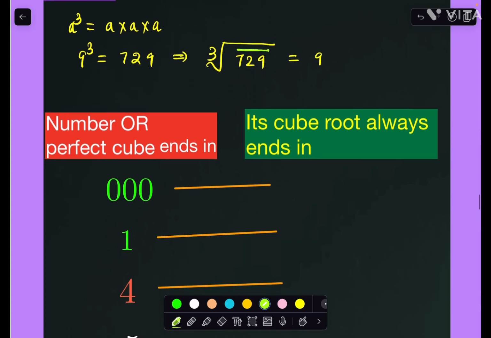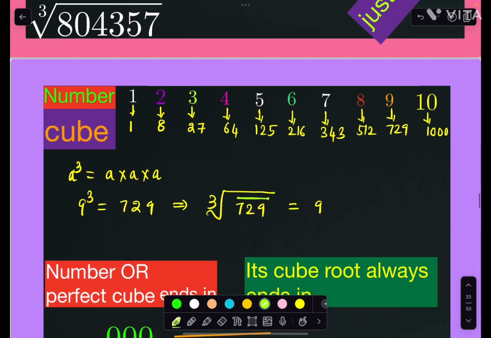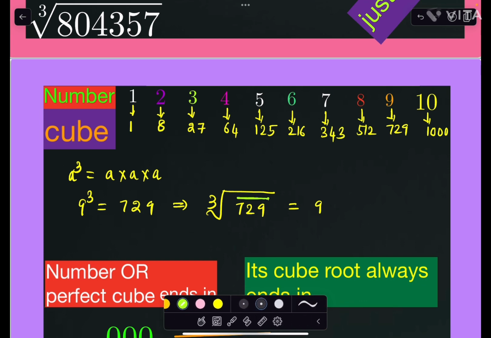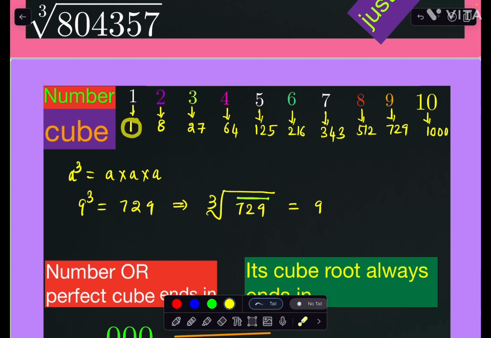Before going to that, we observe these cubes again. If a number ends with 1, its cube root ends with 1. If a number ends with 8, its cube root ends with 2. If a number ends with 7, its cube root ends with 3. If a number ends with 4, its cube root ends with 4 only.